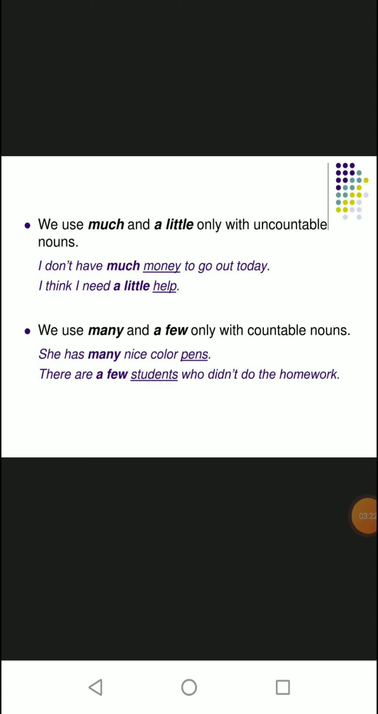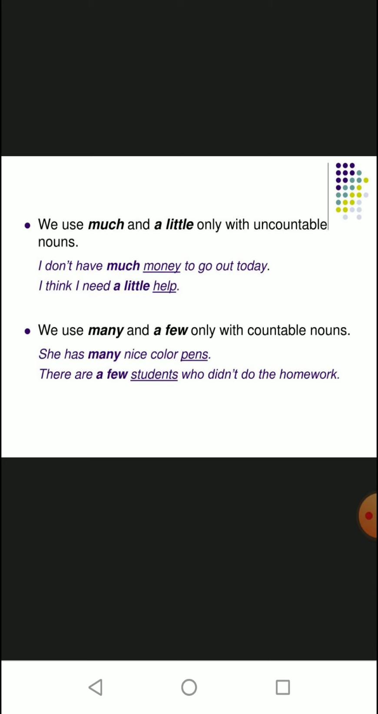Now where we use much and many. So we use much with uncountable noun. It can be money, it can be liquid, something that you cannot count. We use much there, whereas many you use for something that you can count. Now same thing for little and a few. A little is used for uncountable noun, something that you can measure, whereas few or a few is used with countable nouns.